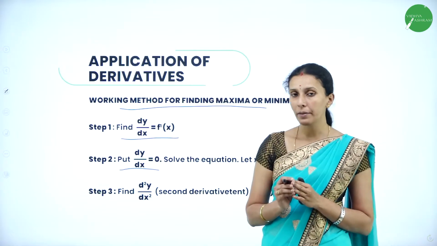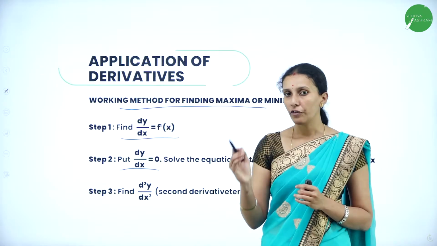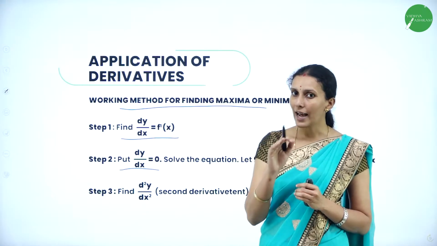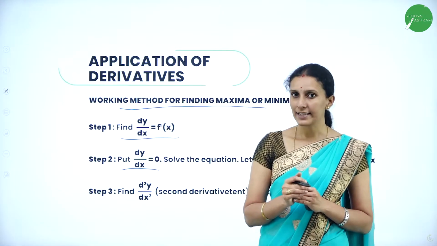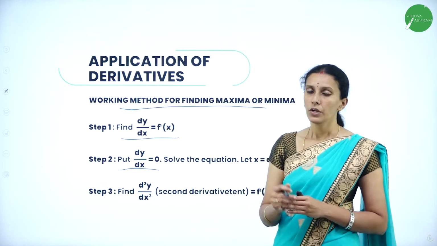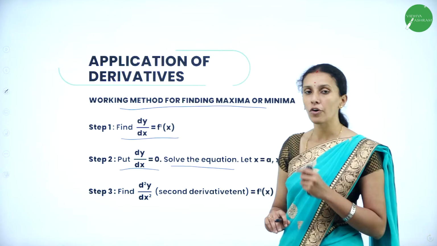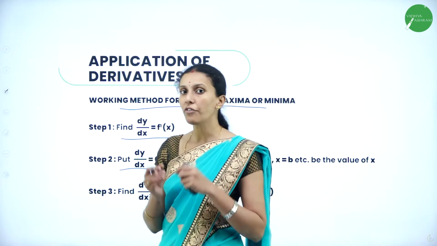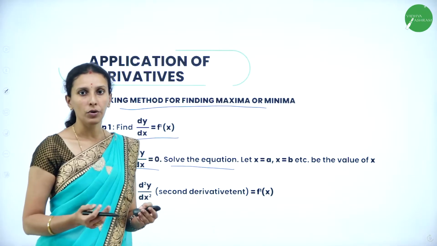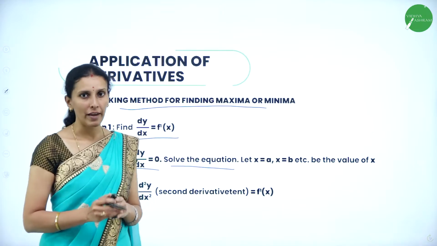Why put dy by dx is equal to 0? Because at the minima and maxima of a function, the slope of the function is 0. That is, the tangent is parallel to the x-axis. Hence, we should substitute dy by dx is equal to 0. By substituting this, we can find the solution for the equation, which will be in terms of x. So, we will get x is equal to a, x is equal to b, some numerical values, etc. That is, we are going to find the value of x.